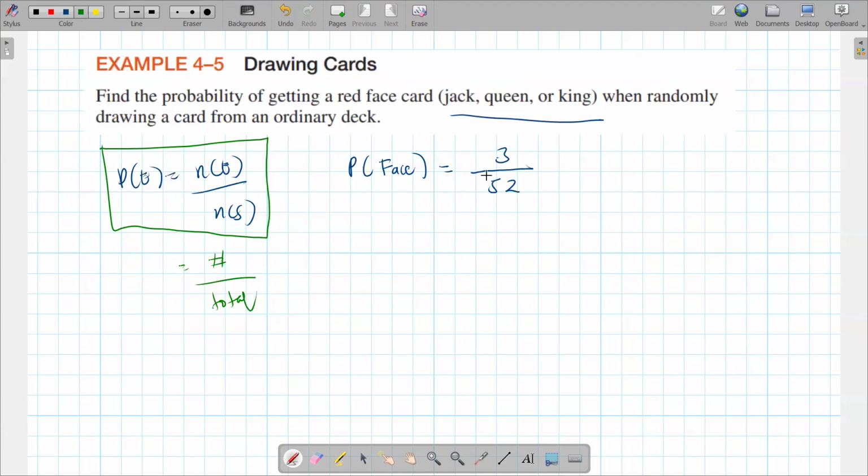Did this make sense? Yeah. But where did you, I didn't see the question. Where did you see 52 from? 52 is just common knowledge. In a deck of cards, it doesn't say that, but there's 52 cards in a deck. Oh, okay.